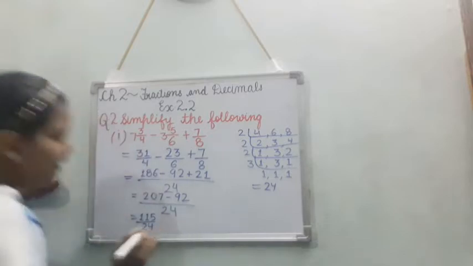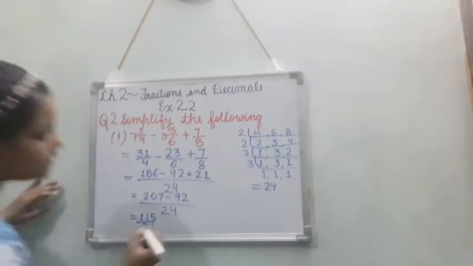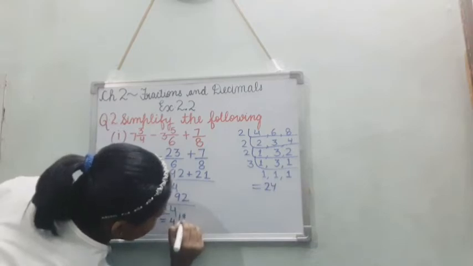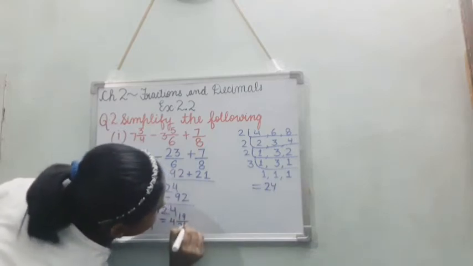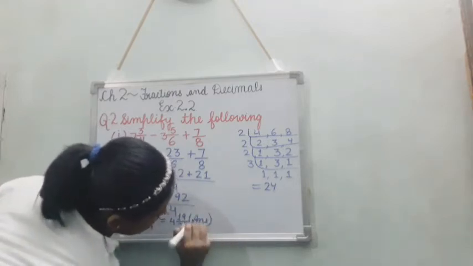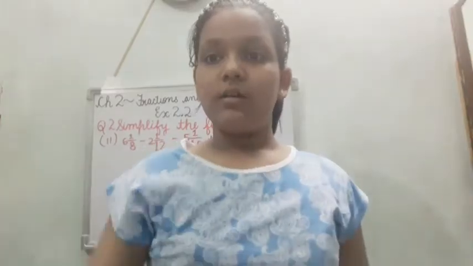And now as our answer is an improper fraction, we need to change it into a mixed fraction, and after changing it into a mixed fraction, it is 4 whole 19 upon 24. Okay, so this is our answer. Let's move to the next part.